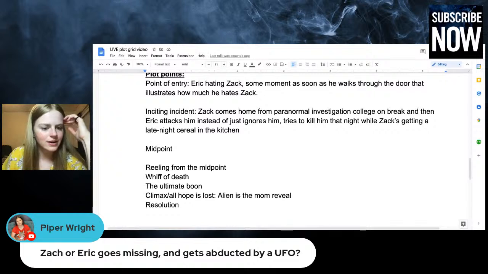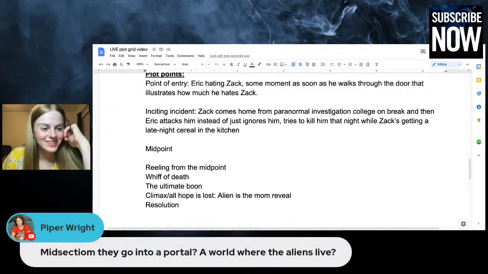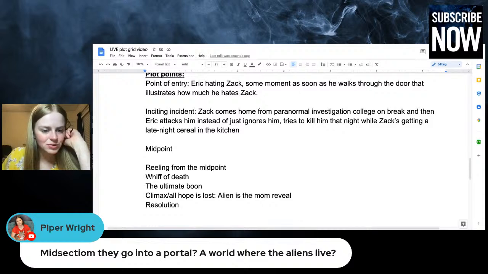Or Zach or Eric goes missing and gets abducted by a UFO. That is very possible. Midsection, they go into a portal, a world where the aliens live. I feel like maybe for this book they stay on Earth, and they don't get to meet the aliens. But this would be a very cool sequel, writing a book 2 where they get to go to the alien world.